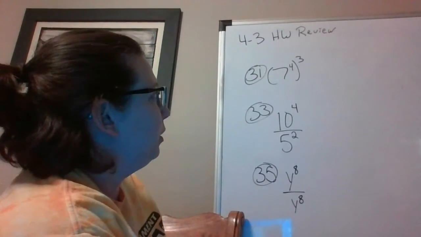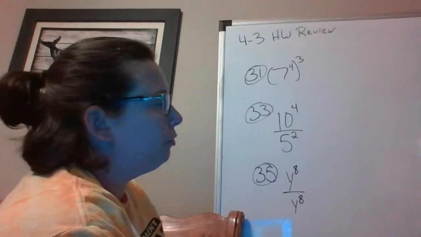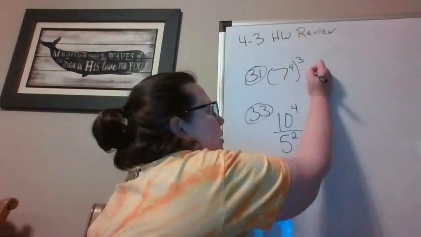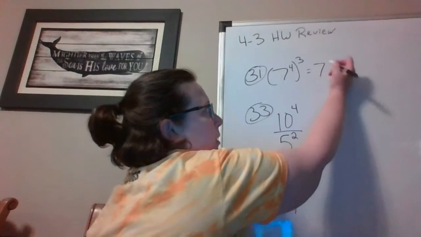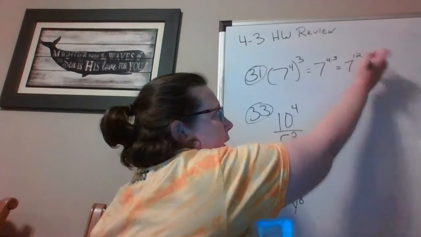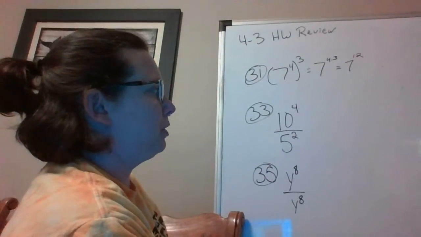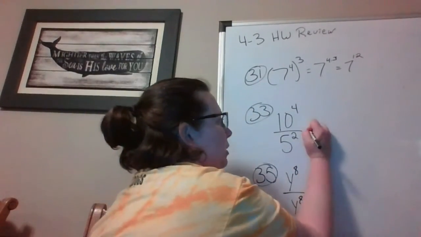Up here, 31, we are taking a power to a power. The rule for that says that we're just going to multiply the two exponents then. So our base stays 7, and we're going to multiply 4 times 3, and we get 7 to the power of 12.